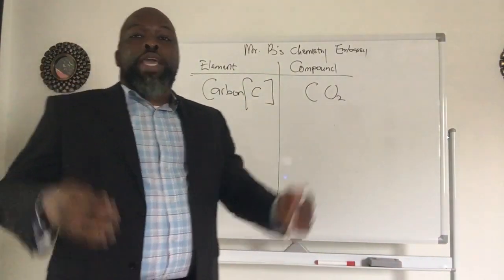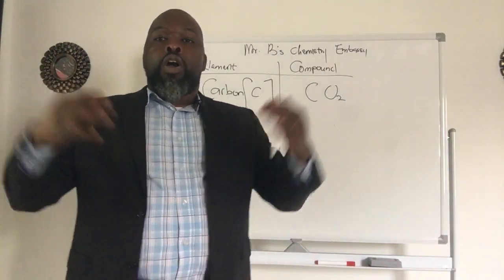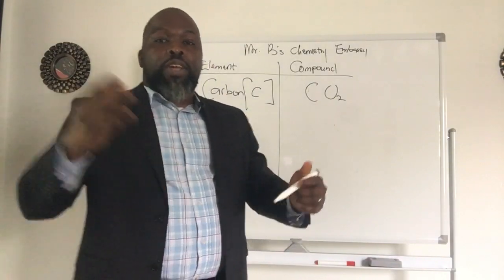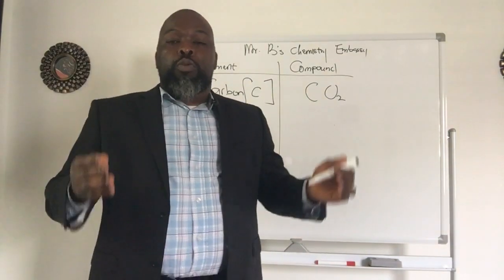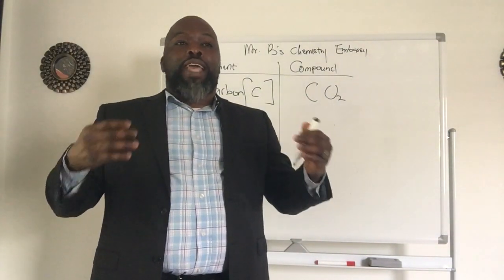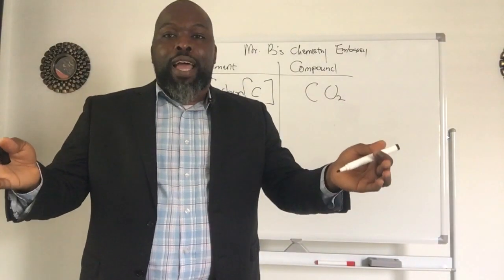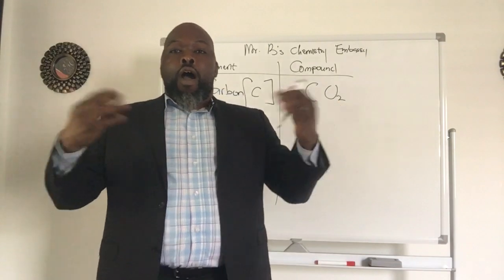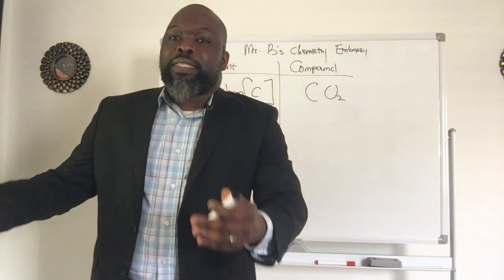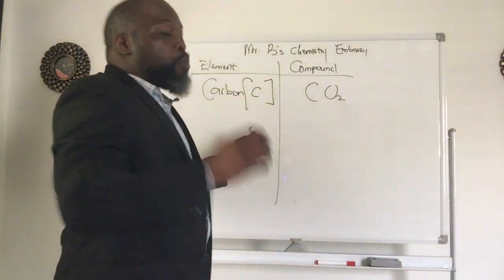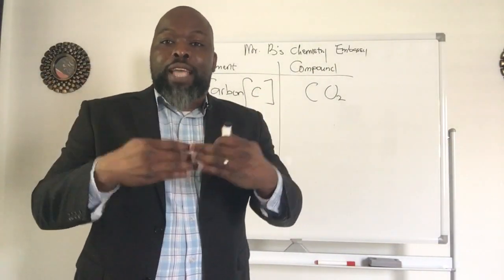Then what is a compound? A compound is when you join two or more entities together. It is when you join two or more elements together. An example is going to be carbon dioxide. I'm sure we all know what carbon dioxide is. That is what we breathe out. As humans, we breathe out carbon dioxide and we take in oxygen. The carbon dioxide goes to the plant, and the plants give us back oxygen. So what is a compound? A compound is when you join two or more elements together.